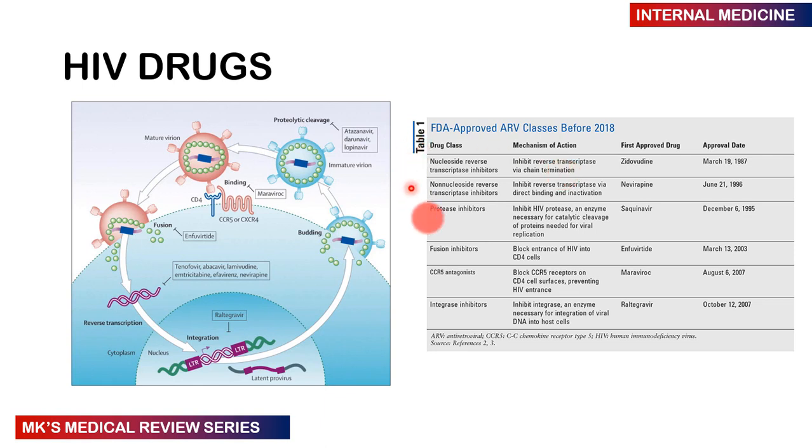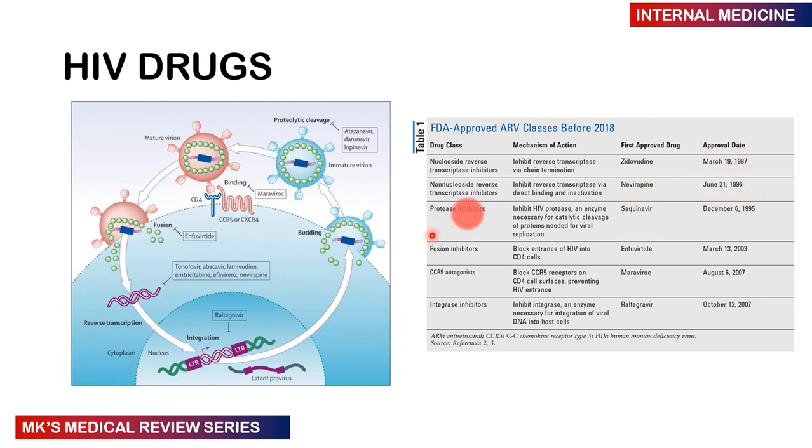Then, of course, you have the non-nucleoside reverse transcriptase inhibitors. These inhibit the reverse transcriptase enzyme by directly binding to it and inactivating it. These are non-competitive, while the nucleoside ones are competitive. I'll explain that in detail also. The first drug that was approved was nevirapine, on June 21, 1996.